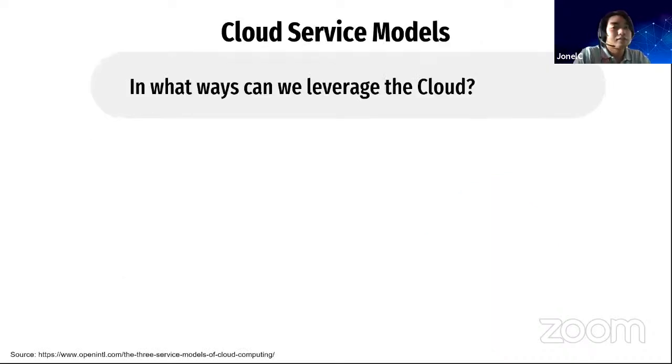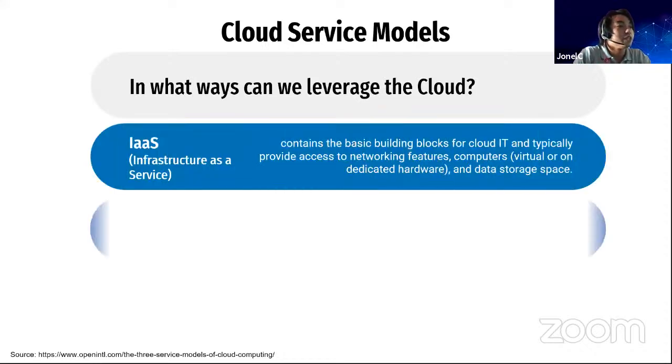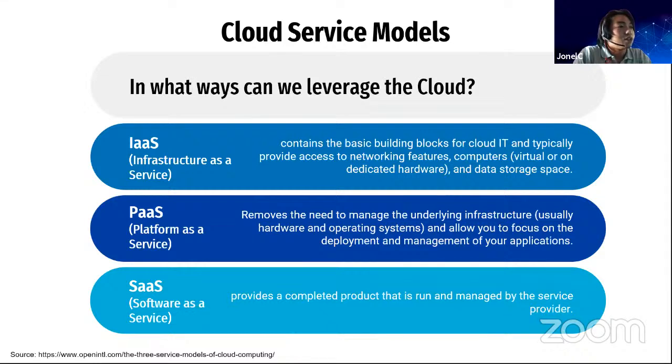Moving forward. Let's go to the cloud service models. So in what ways can we actually use or leverage the cloud? There are actually three service models that we can use in order to leverage the cloud. So these three are IaaS, PaaS, and SaaS. Okay, so each one stands for infrastructure as a service, platform as a service, and software as a service respectively.